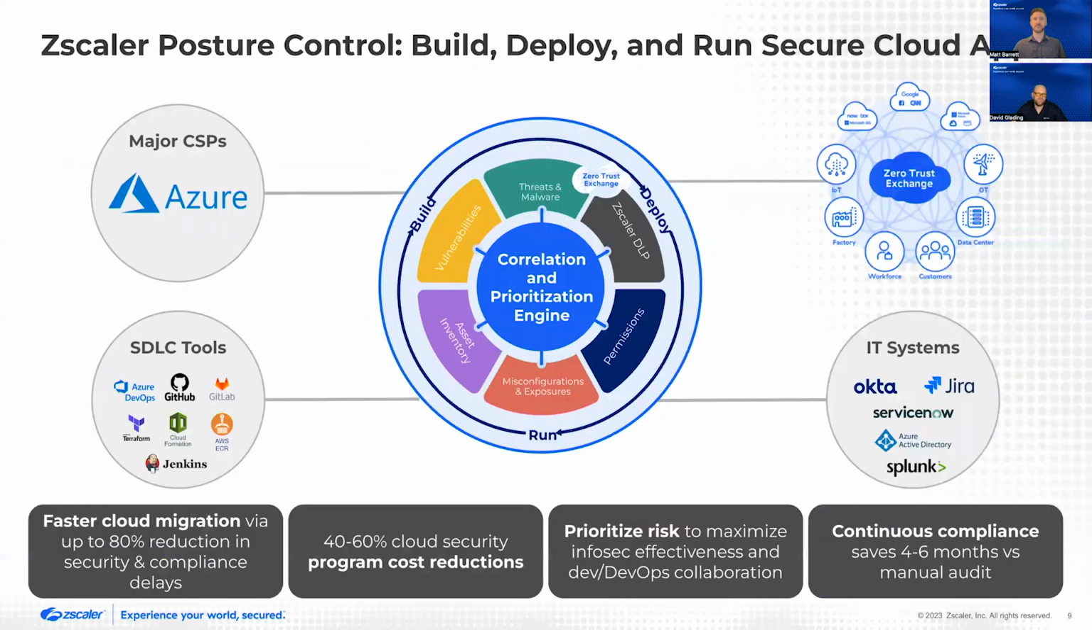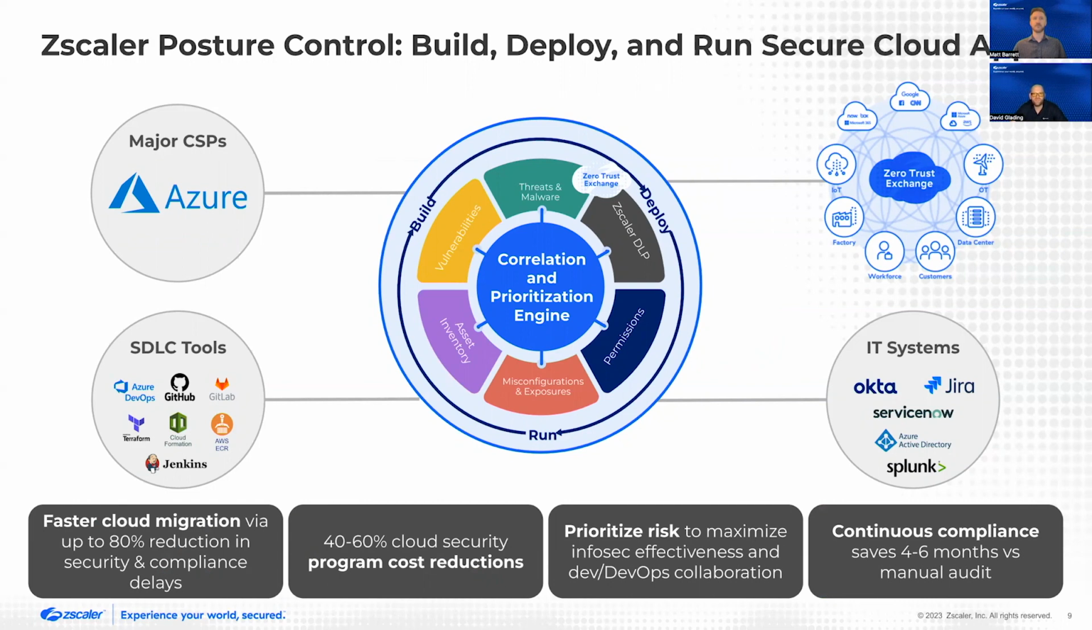So what is Posture Control? Posture Control is a cloud-native application protection platform, or CNAPP, built from the ground up to help organizations build, deploy, and also run secure cloud applications. At the heart of Posture Control is a graph-based correlation and prioritization engine. This engine takes in signals from a wide range of risk indicators, identifying the combinations of weaknesses that are most likely to be exploited by bad actors and prioritizing the findings so that you can be sure that your team is always maximizing the impact of their efforts, ultimately leading to a more efficient organization.